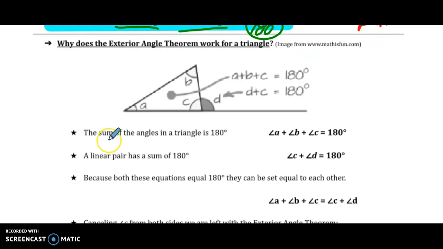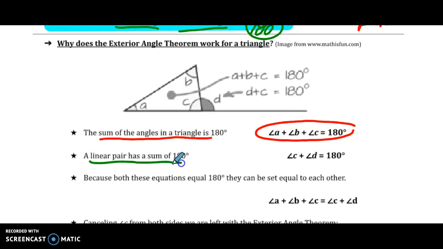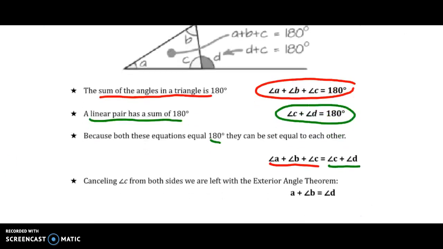Well, we know that the sum of the angles in the triangle is 180. So if we have angle A, angle B, and angle C here, we can set those equal to 180 degrees. We know that a linear pair has a sum of 180, so we know the exterior angle plus the interior angle must add to 180 as well. And because both of these equations equal 180, we can set the 2 equations equal to each other. So here's my equation from the sum of the angles in a triangle. Here's my equation from the linear pairs.